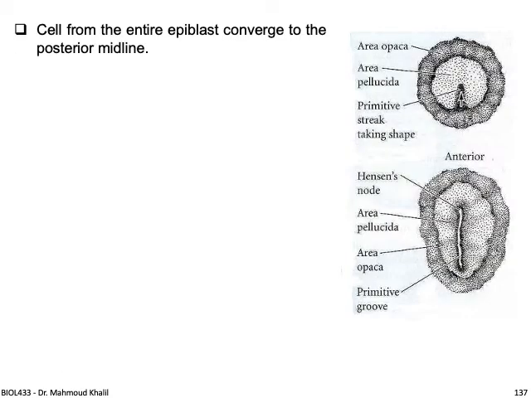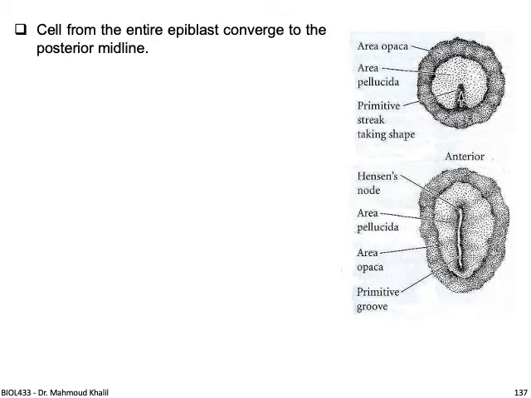You can see here as well cells from the entire epiplast converge to the posterior midline. You can differentiate as well from the top figure the difference between the area opaca, which means that these cells sit on yolk, and the area pellucida, which means that these cells sit on the subgerminal cavity, because still there is no blastocele formed, still there is no hypoplast formed. So you can see here the cells from all the epiplast converge and migrate to the posterior midline.